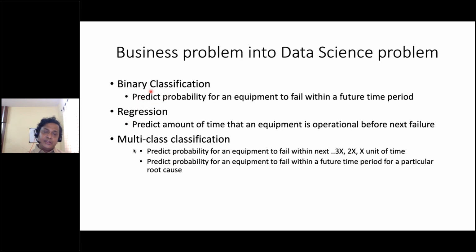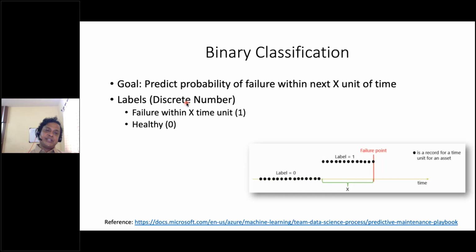So we can convert the predictive maintenance problem into one of these three things, which we'll see. First is the binary classification approach. When we convert the predictive maintenance problem into a binary classification problem, our goal becomes to predict the probability of failure of an equipment within a fixed window, say the next 7 days, 1 week, or 2 weeks. So predict the probability of failure of an equipment in the next 1 week. There could be two states, either no or yes. Yes, the equipment is going to fail in the next 1 week, or no, the equipment is perfectly healthy, it's not going to fail.